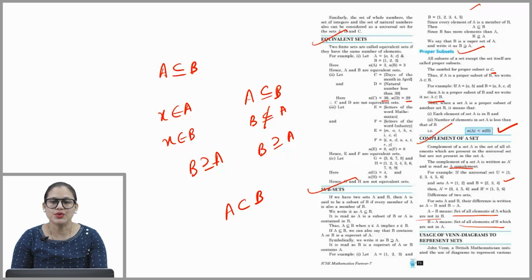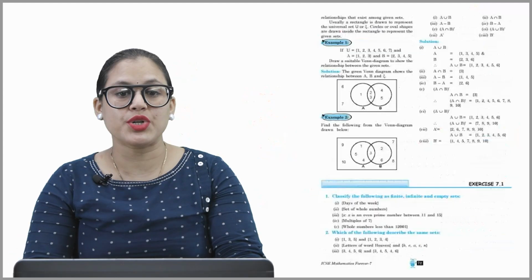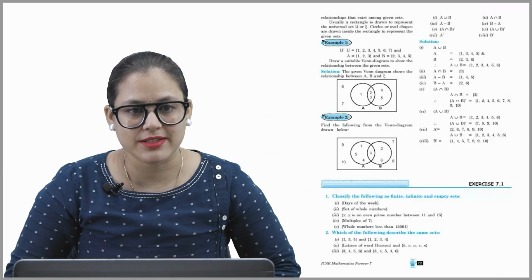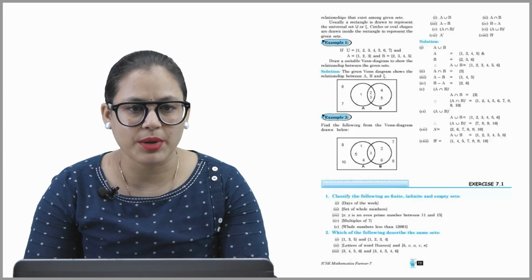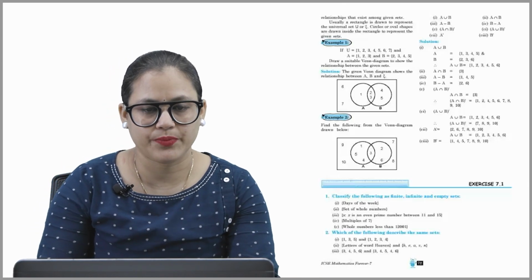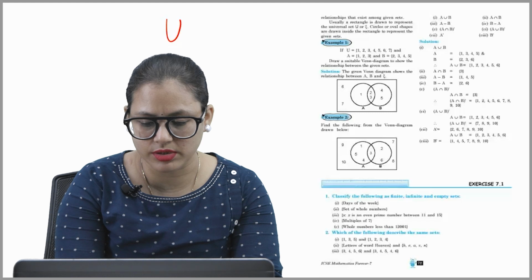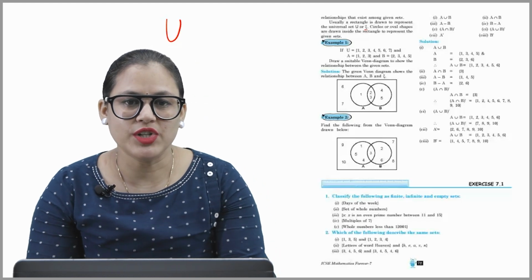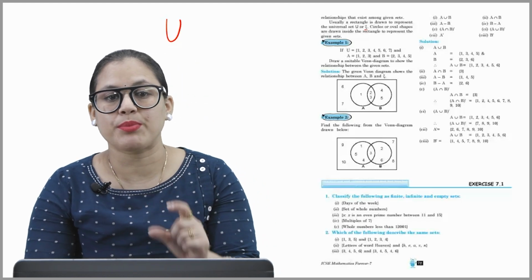Next, usage of Venn diagrams to represent sets. John Venn, a British mathematician, initiated the use of diagrams to represent various relationships that exist among given sets. Usually a rectangle is drawn to represent the universal set U, or you can also use this symbol. Circles or oval shapes are drawn inside the rectangle to represent the given sets.